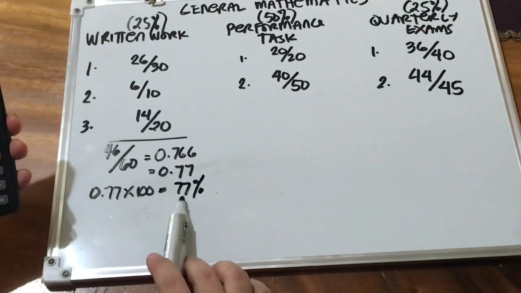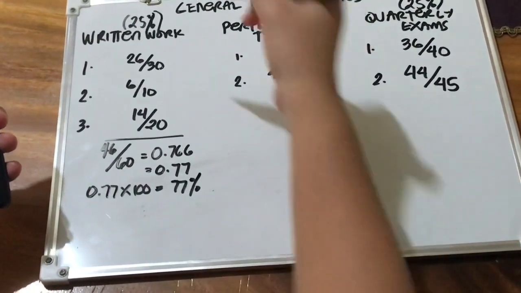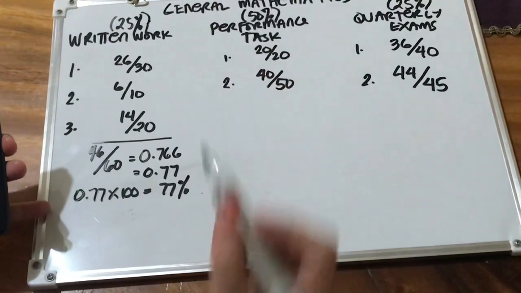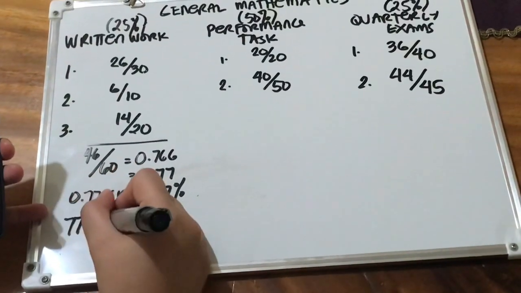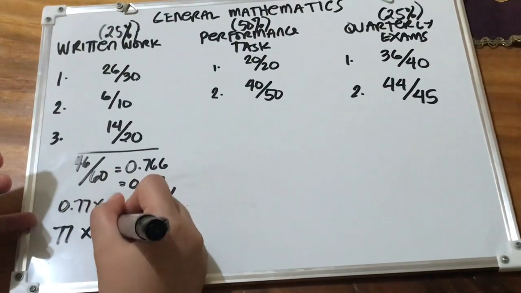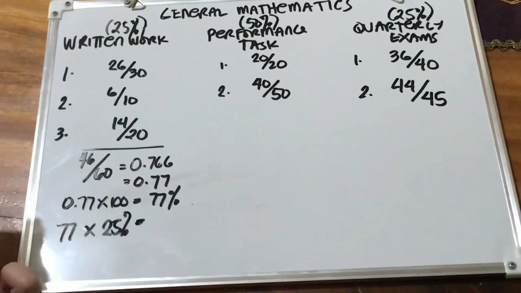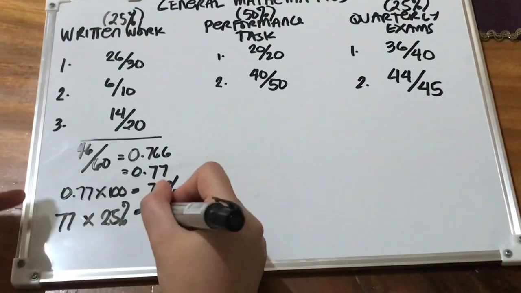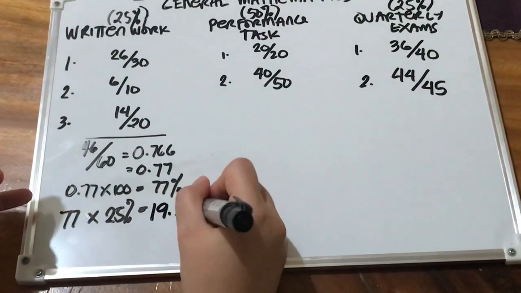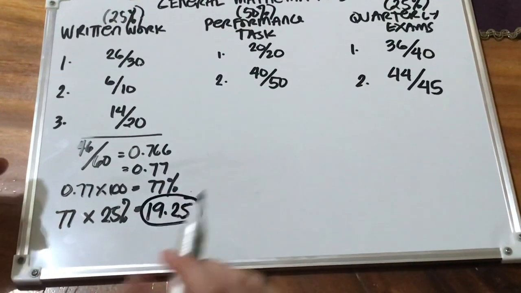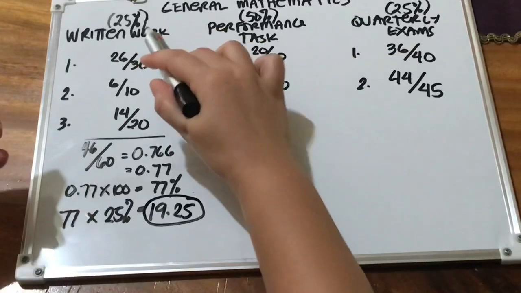So this 77%, you need to multiply with the written work weight, which is 25%. 77 multiplied by 25% is 19.25. That is your score for written work.